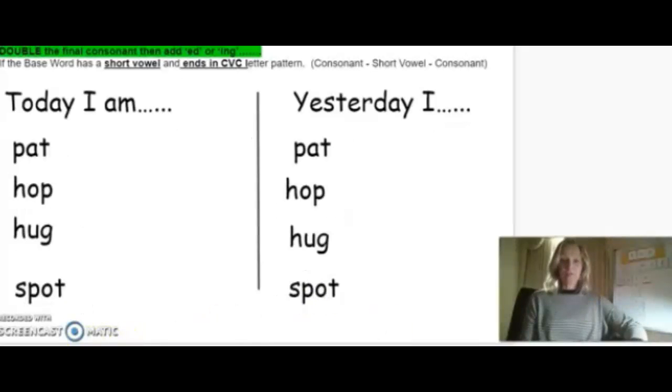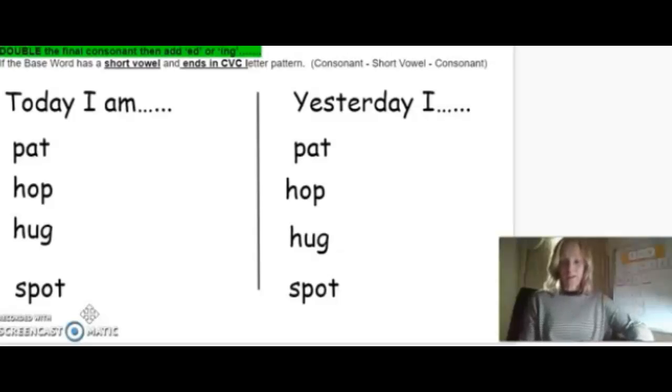Then we have the next rule. The next rule applies to our base word that has a short vowel in its last 3 letters, or a consonant vowel consonant pattern in its last 3. So all of these base words that I have here fit that category. They all have a consonant vowel consonant pattern, and all of the vowels are short vowels. In all of these words, we have to double the final consonant before we add the suffix. And the suffix might be ed for past tense, or it might be ing for present tense.